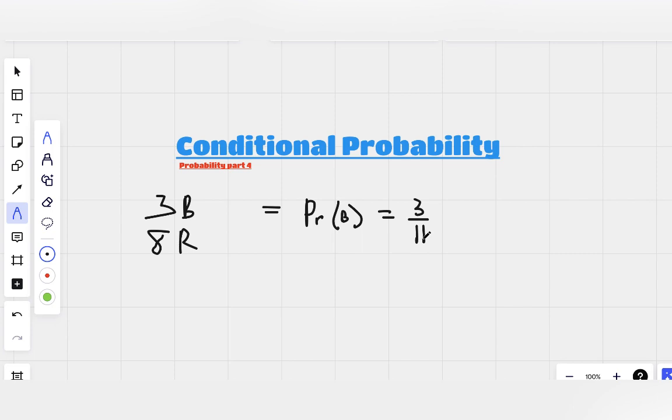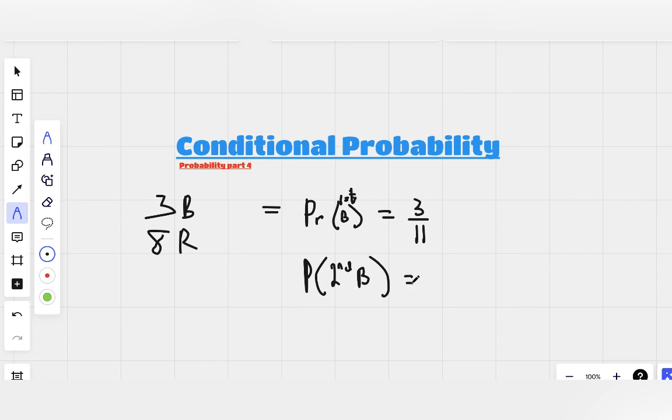Now, what's the probability that the second ball is blue given that the first ball is also blue? Now here's the condition. What's the probability that the second ball chosen randomly is also blue given that the first ball chosen was also blue? Even if we didn't write first ball chosen, because 2 balls were chosen from the bag one after the other without replacement.